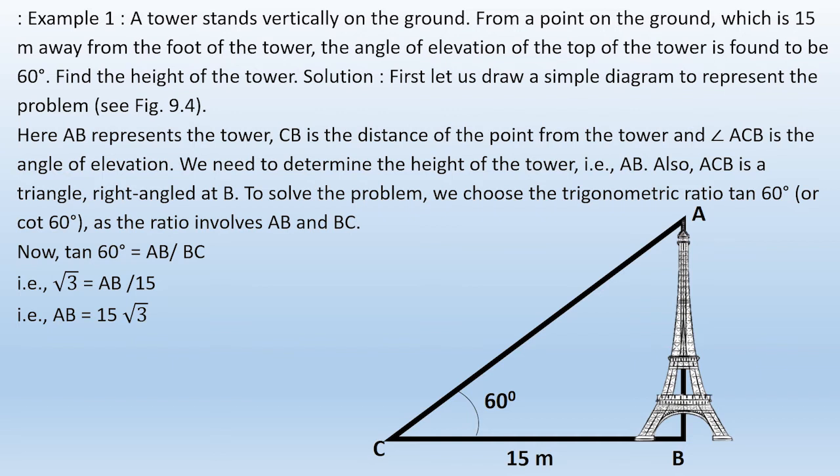So, now we get tan 60 degree is equal to AB by BC. That is, root 3 is equal to AB by 15. That is, AB is equal to 15 root 3. So we can say that the height of the tower is 15 root 3.